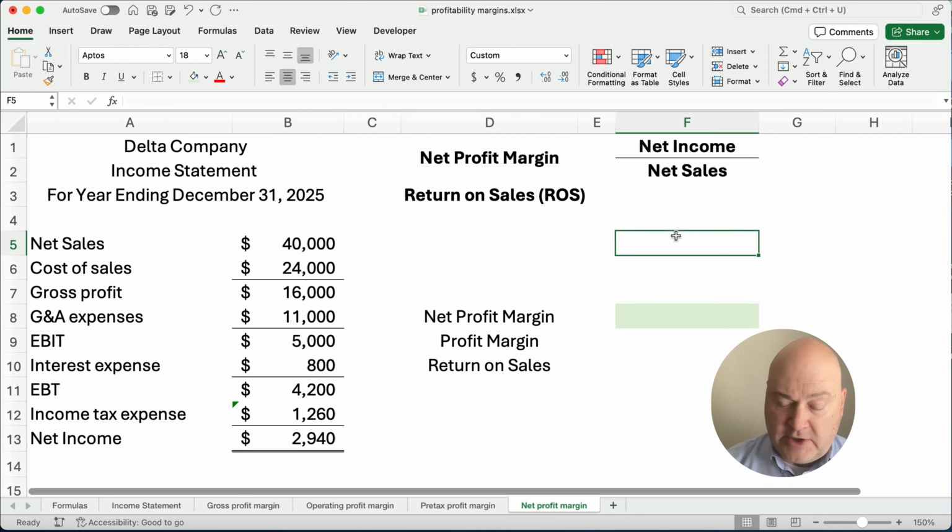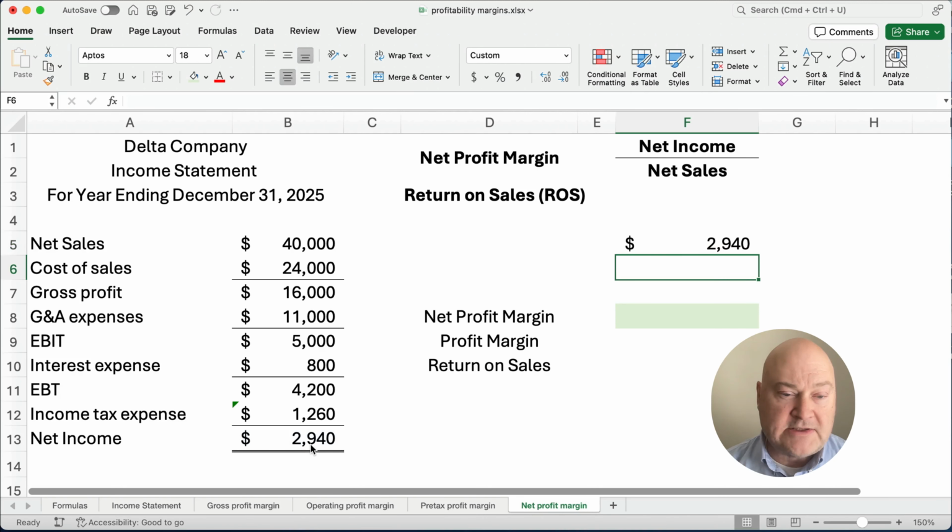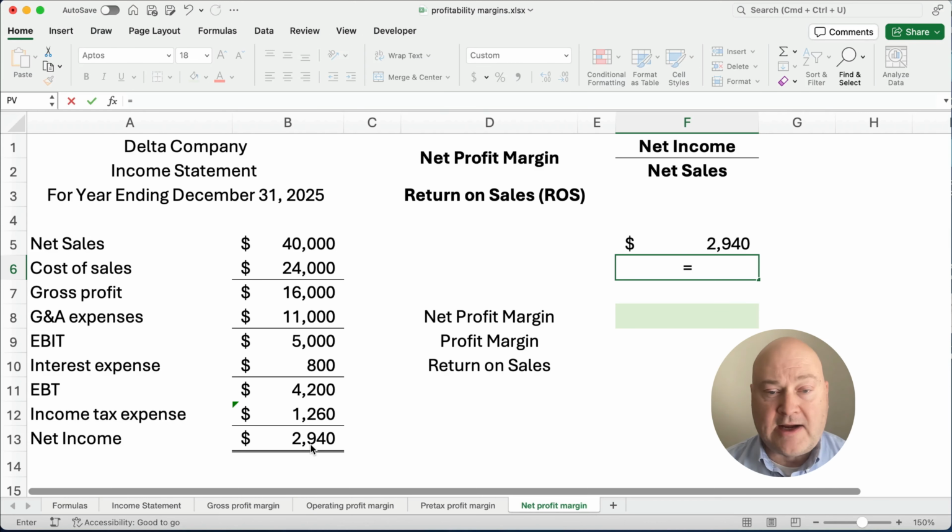So let's put it in our formula here. Net income is $29.40. Now, what's another term for net income? Well, you could call it net earnings or net profit. Or just simply, if they say profit, then they mean the net income or the net profit. So $29.40 is our net income. Our net sales are $40,000.